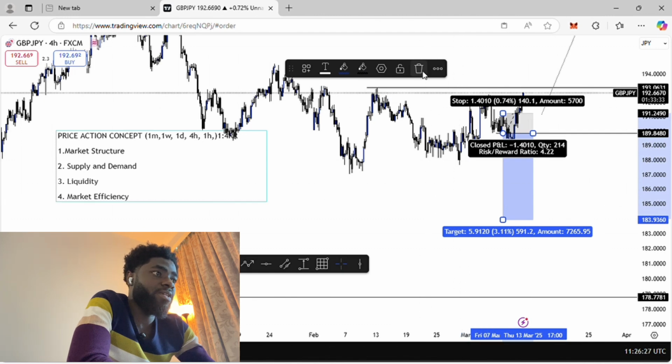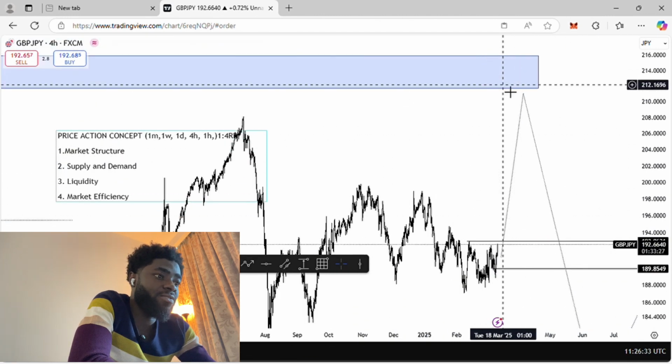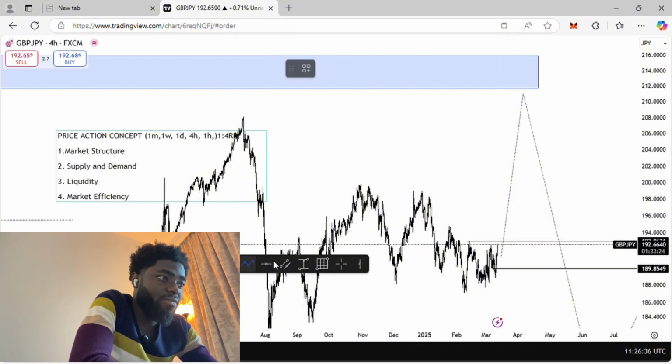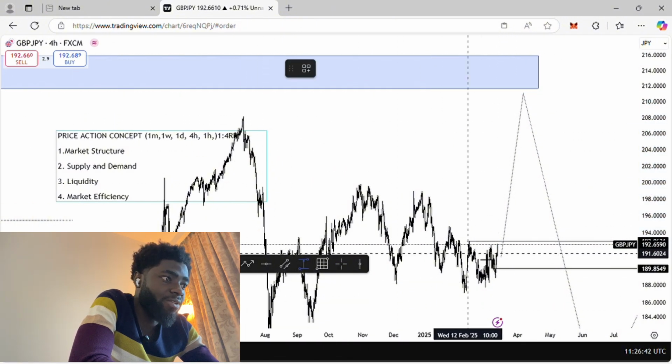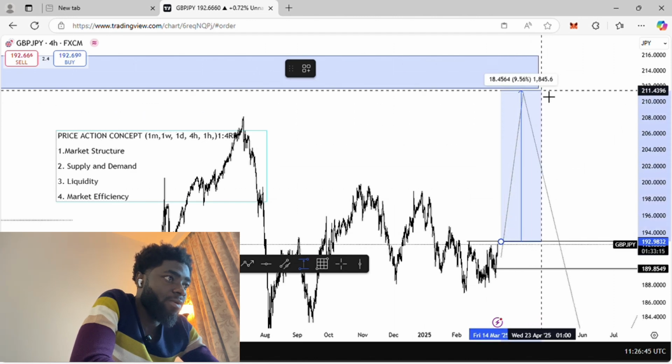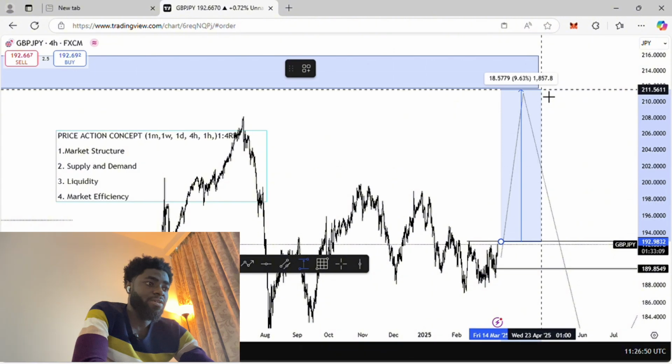So literally now I'm looking for a buy to this whole space. See, it's a big gap. We still have a supply zone at the top left unmitigated. So let's check the amount of pips left for us to trade into. We have about 1,857 pips to trade into.